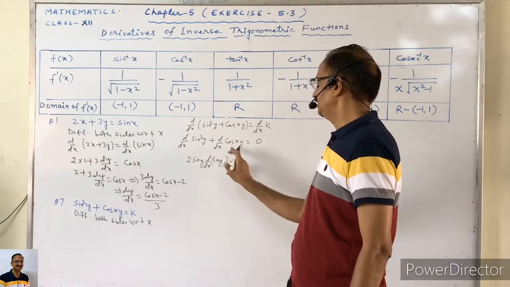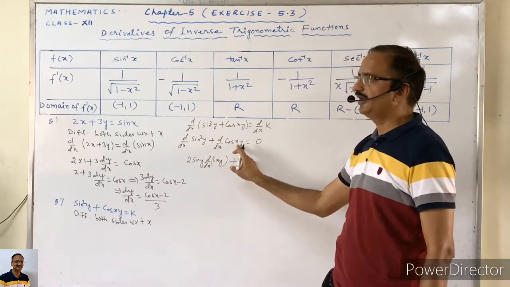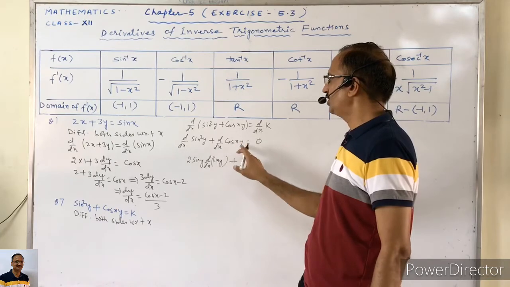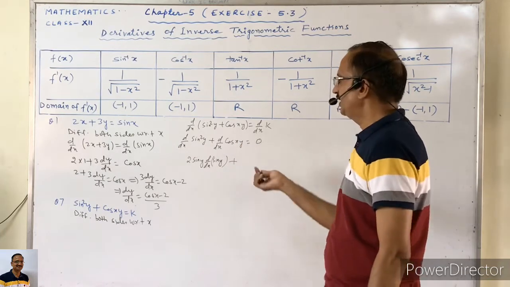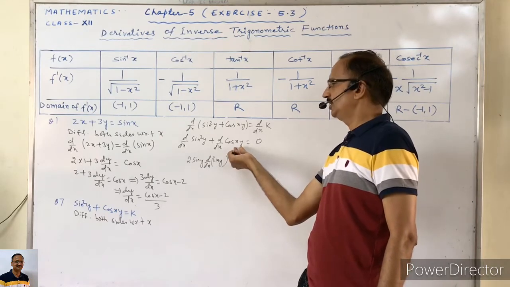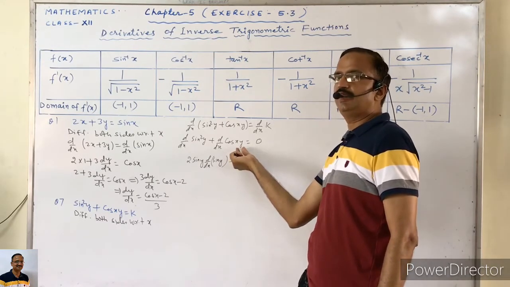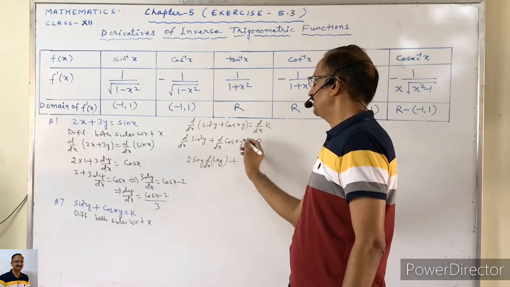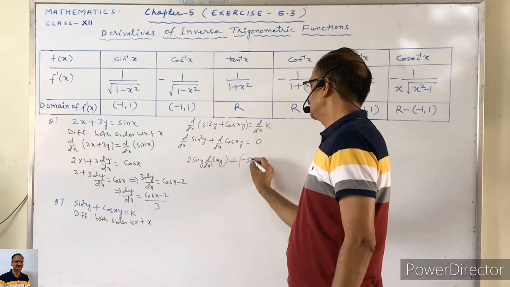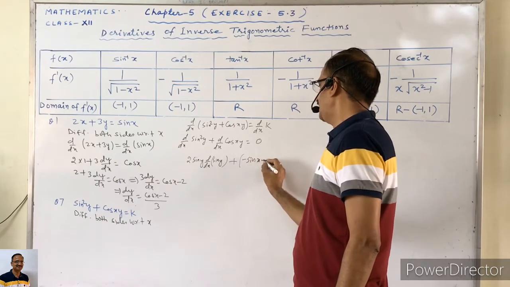Now this is cos xy. This should be cos x, but actually this is not x. So for the time being, let us suppose that this is x. इसको x मान के डिफरेंशिएट करेंगे. So what is the differentiation of cos x? This is minus sin x.